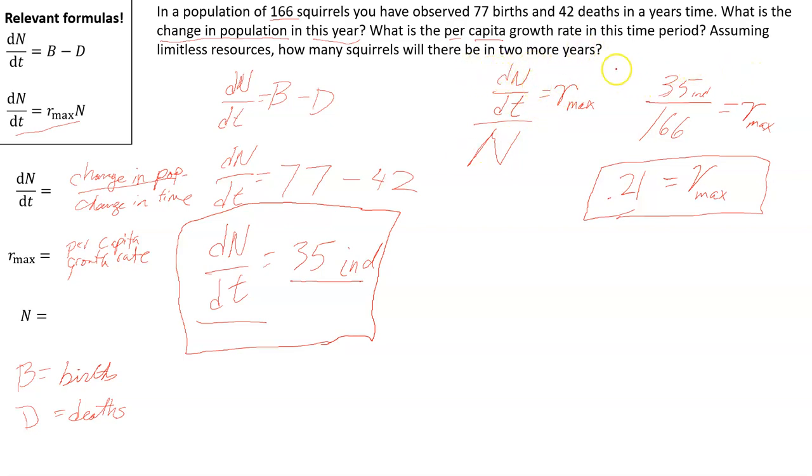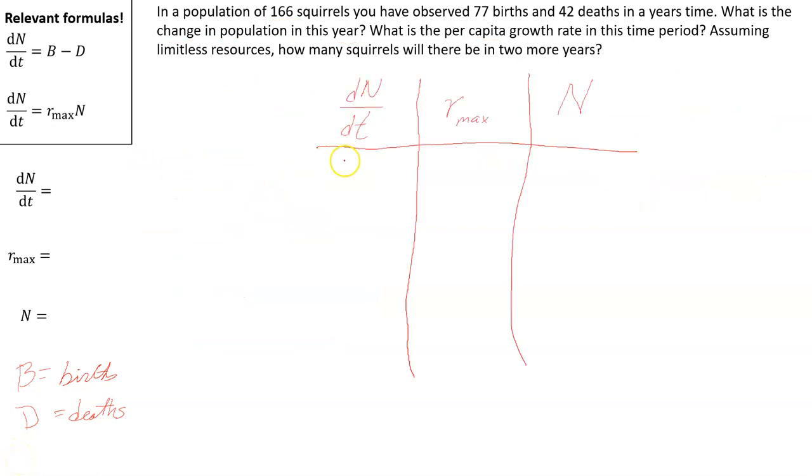Assuming we have limitless resources, how many squirrels will there be in 2 more years? This is a bit more difficult of a question. I'm going to pause and erase everything, and then we will start on the second part of this question. So make sure you can calculate this first part. Go ahead and pause it if you need to follow along, and then I will start it back up with a clean sheet here.